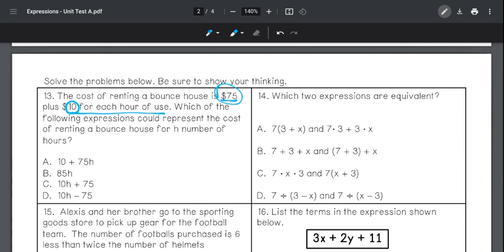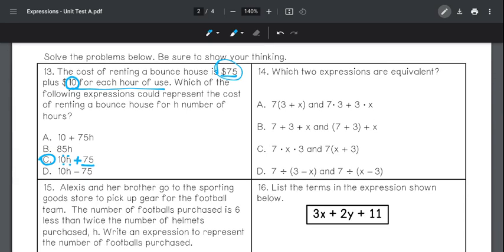So the answer is C, because it shows we paid $75 for it to be in the yard, but then if we keep it for 1 hour, we would do 10 times 1. If we kept it for 5 hours, we would do 10 times 5. So the number of hours and the 10 go together, plus those $75 we had to pay.